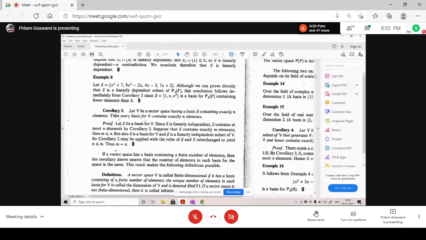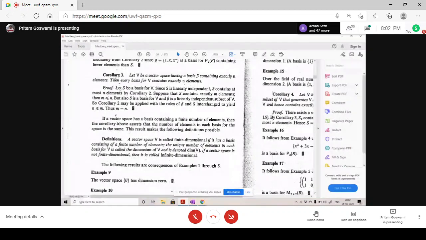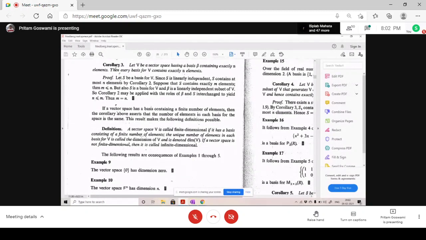Right? So, okay. The proofs are already there in the book, so I'm not going through the proofs. If you're interested, you can check the theoretical proofs.